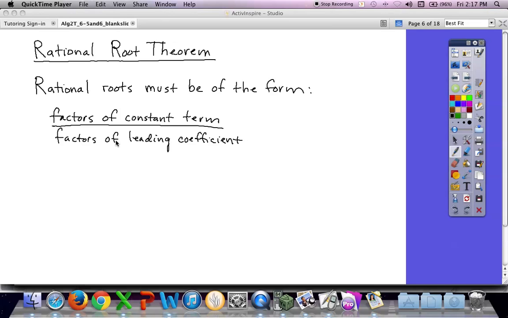Right? The rational root theorem says if there are any rational roots, and there doesn't have to be, but if there are, they must have the form of the factors of the constant term, that's usually the last term when you write it, divided by the factors of the leading coefficient, meaning the highest degree term, which is on the left. When we get to the next slide, you'll see exactly what that means.